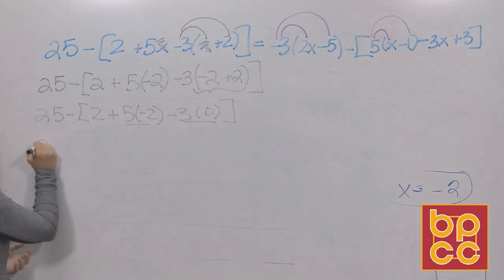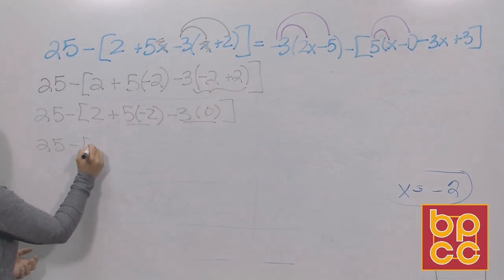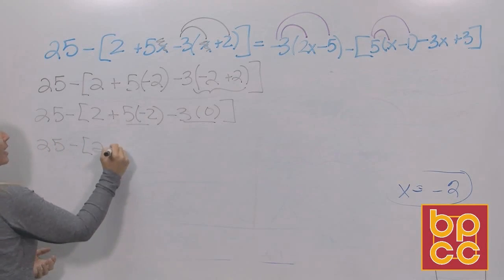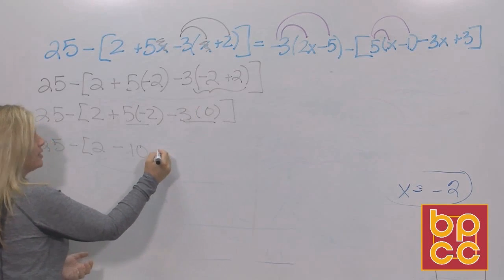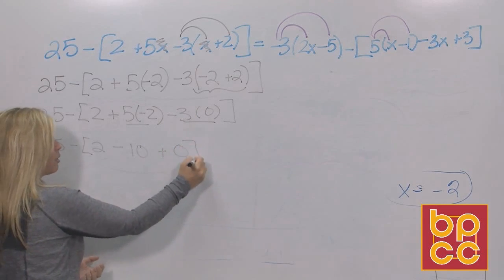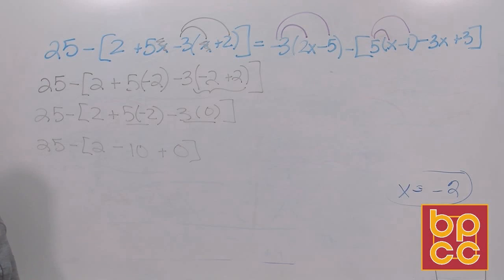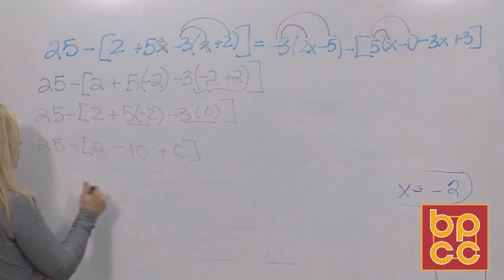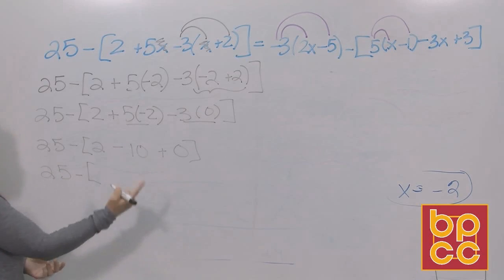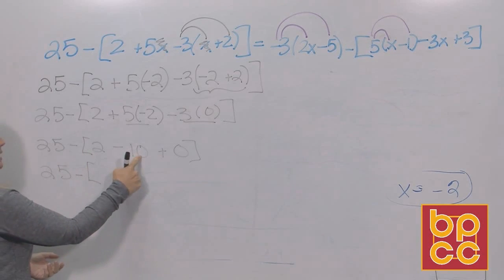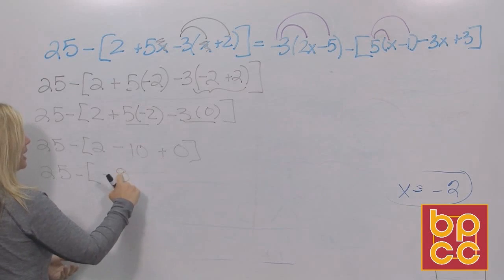So 25 minus bracket 2, 5 times negative 2 is negative 10. Negative 3 times 0 is 0. Doesn't matter if I write plus 0 or minus 0, it's 0. Now, you all know I can't subtract till I have one number in here. Got to do parentheses again. So in the bracket, which is like a parentheses, 2 minus 10 is negative 8. Negative 8 plus 0 is negative 8.